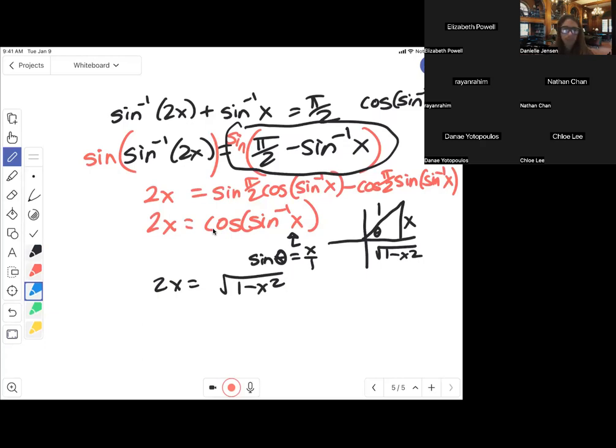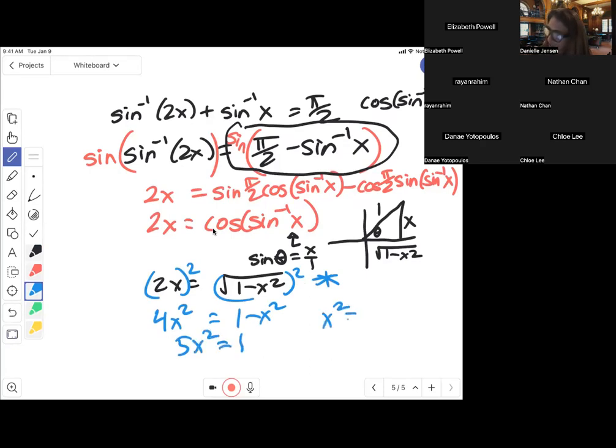How do I get x out of the square root? Square both sides. Yep, square both sides. And I always make a note, if I'm squaring both sides, it means I got to check for extraneous solutions. Inevitably, someone's going to forget that you got to square the 2 as well. So it's got to be 4x squared equals 1 minus x squared. So we get 5x squared equals 1. x squared is a fifth. So x is plus or minus the square root of 1/5, which is root 5 over 5.